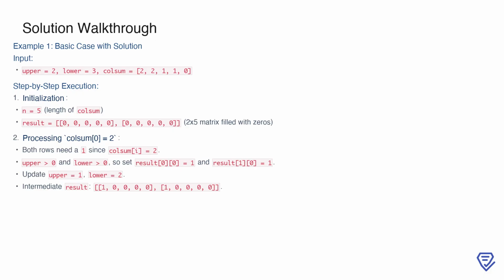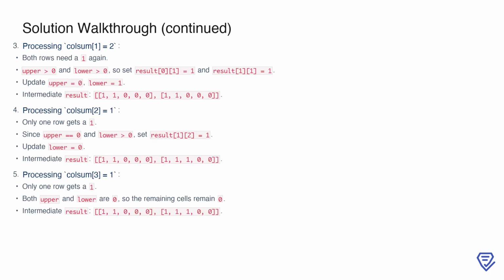Now, we process the first column, where colsum[0] equals 2. Since colsum[i] is 2, both rows need a 1 in this column. Because upper and lower are both greater than 0, we assign result[0][0] to 1 and result[1][0] to 1, then decrement upper and lower by 1. This gives us updated values of upper equals 1 and lower equals 2. The intermediate result matrix is now [1, 0, 0, 0, 0], [1, 0, 0, 0, 0].